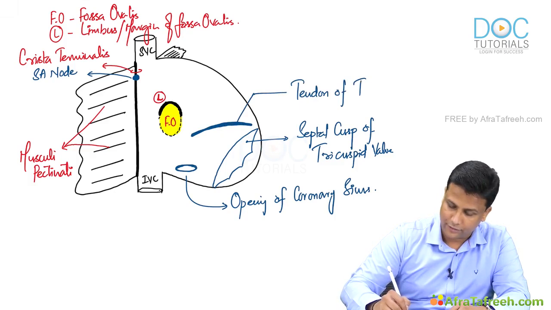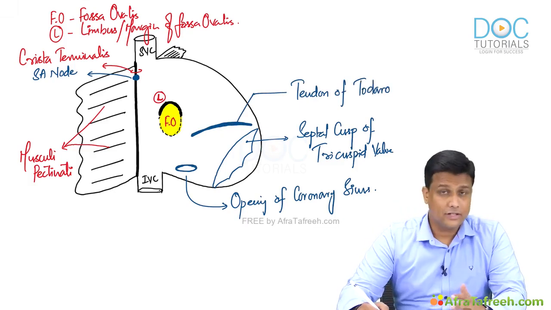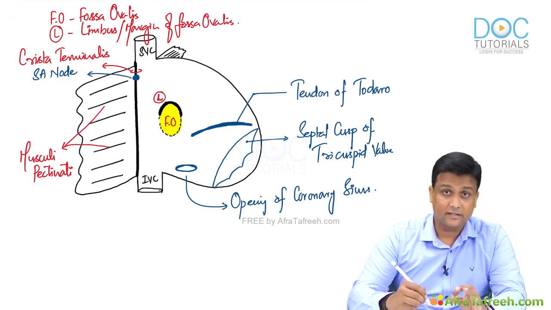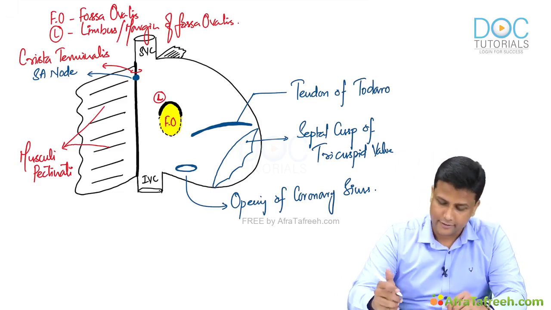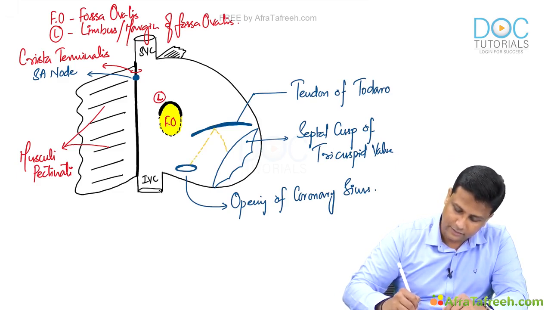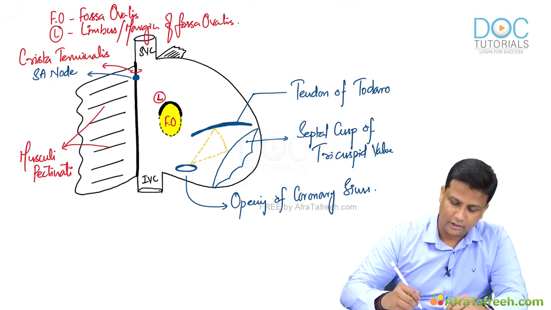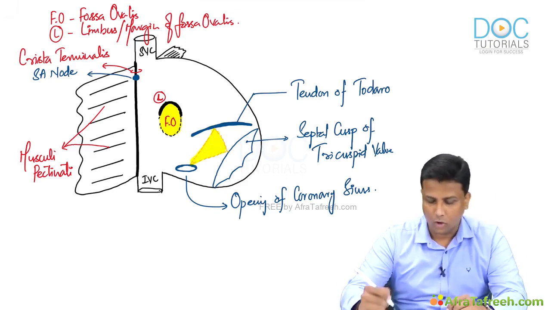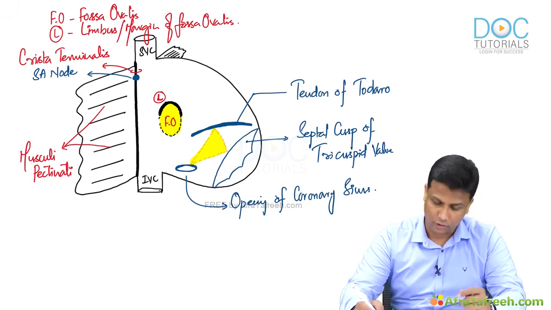Tendon of Todaro. Now, what is the importance of these structures? The importance of these structures is between these three, guys. Between the tendon of Todaro, the opening of coronary sinus, and the septal cusp of tricuspid valve, you can appreciate a triangle, and this triangle is referred to as the triangle of Koch, or Koch's triangle.